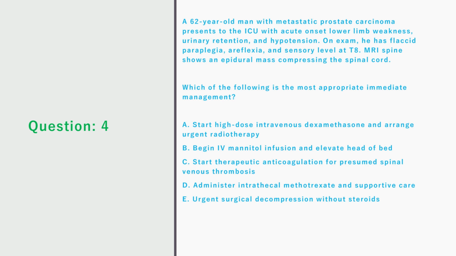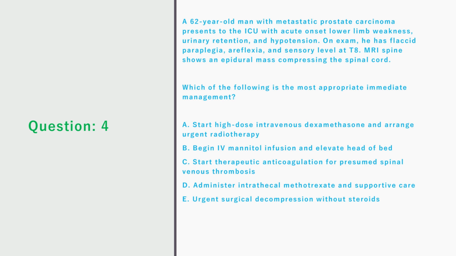Question 4. A 62-year-old man with metastatic prostate carcinoma presents to the ICU with acute onset lower limb weakness, urinary retention, and hypotension. On exam, he has flaccid paraplegia, areflexia, and sensory level at T8. MRI spine shows an epidural mass compressing the spinal cord. Which of the following is the most appropriate immediate management?